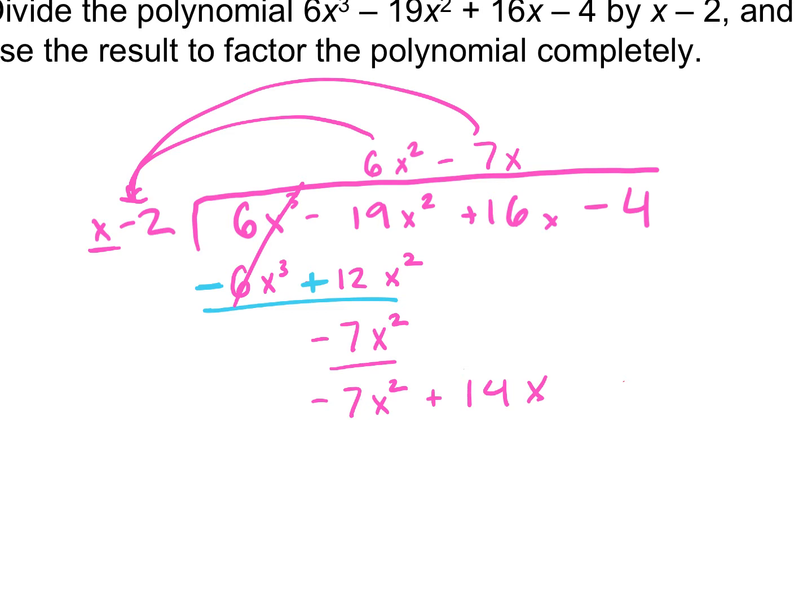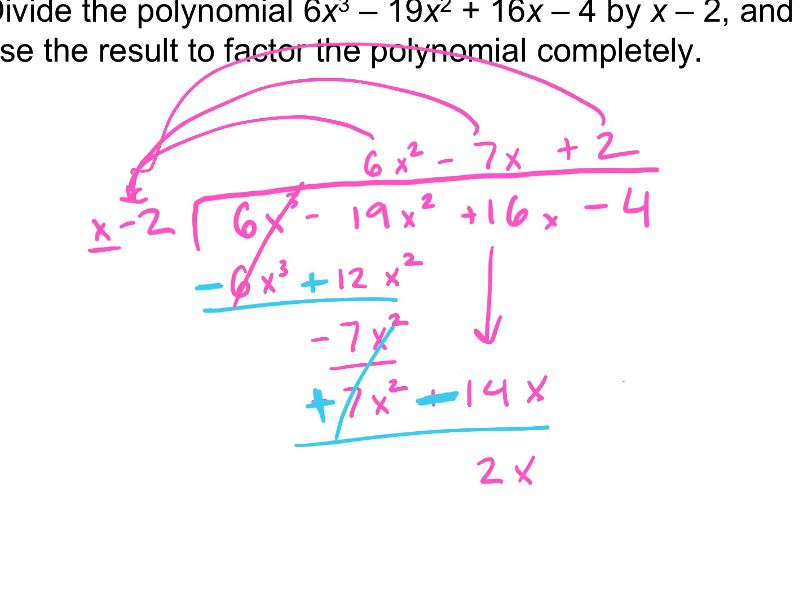What do we do next? Change the sign. So this becomes positive. This one becomes negative. And add them together. So negative 7x squared plus 7x squared cancels. That's our goal, is to cancel it out. And then we bring down the 16x, combine it with that negative 14x, and we have 2x. So if we divide 2x by x, that leaves us with 2. So we put the 2 on top.